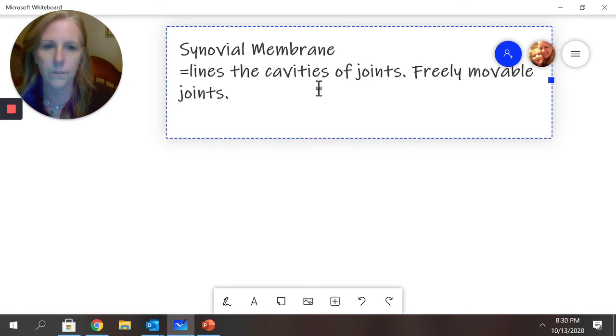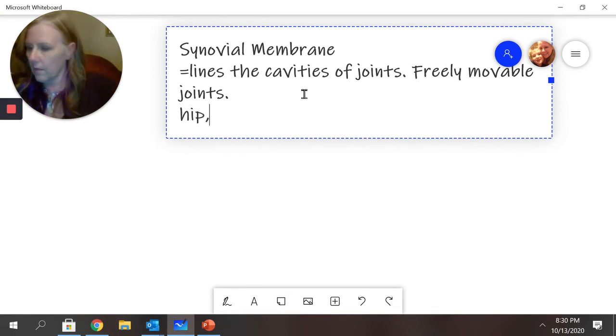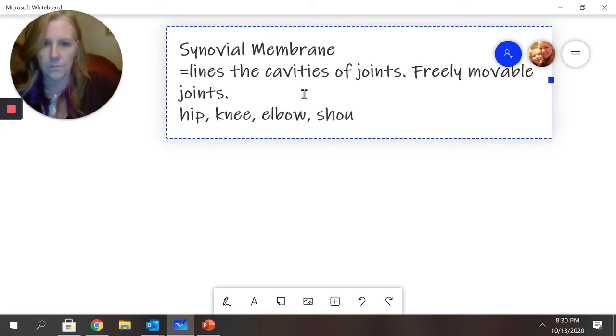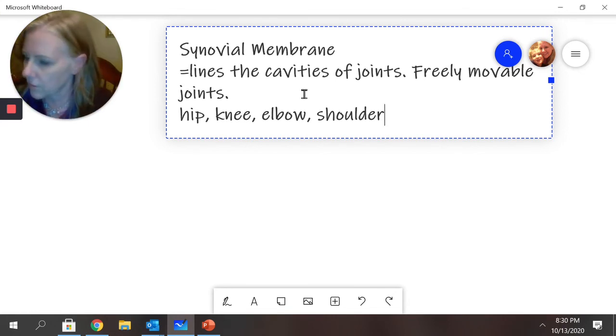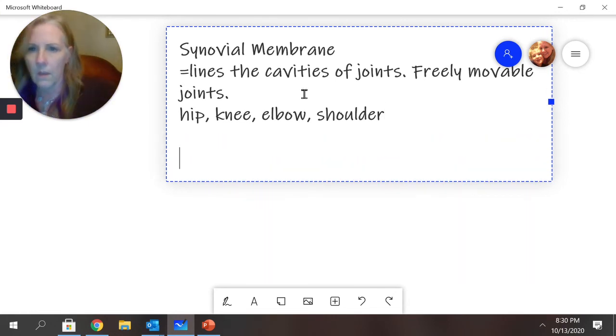What do we call the freely movable joints? Do we know? You learned this in lab. You call those synovial joints, so now you know why. Synovial joints. Some examples, the common names: hip, knee, elbow, shoulder. I'm giving you locations of where we find those joints. Okay, synovial membrane.